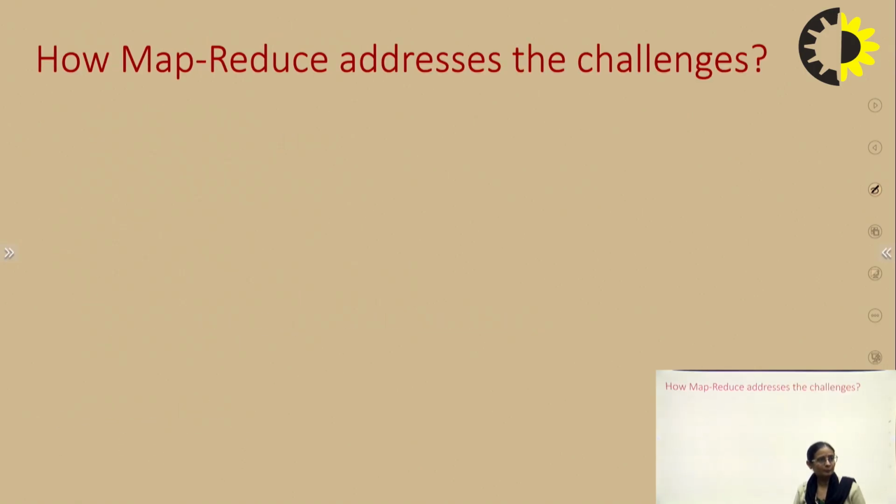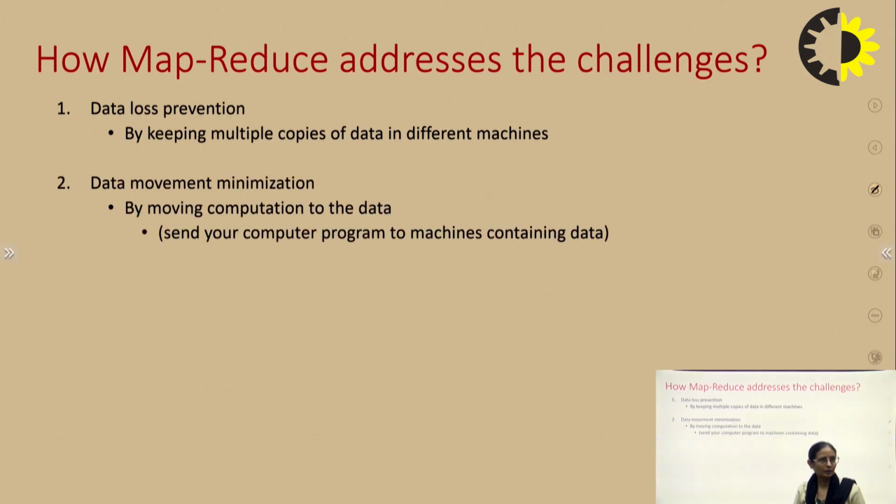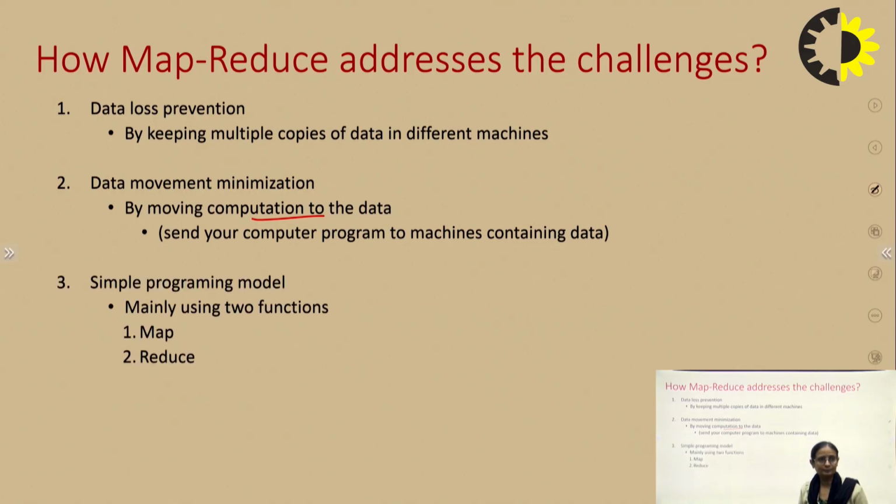So how does MapReduce address the challenges? Data loss prevention, that is by keeping multiple copies of data on different machines. So if a machine fails, we have the copy of our data present on another machine. Data movement minimization, that is the communication part. Now, instead of moving the data, we are moving the computation. That is, send your program to the machines where the data is residing, and there we do the processing.